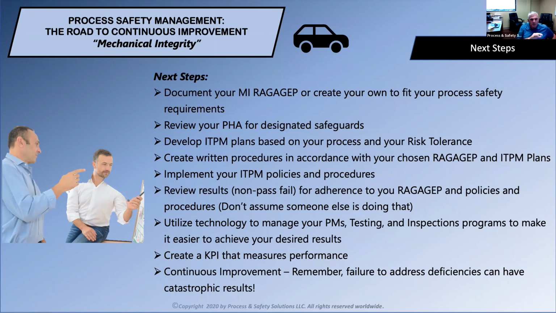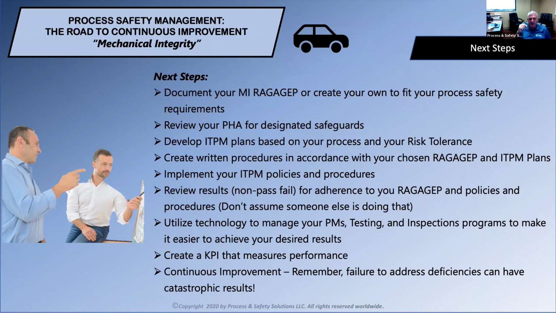Review results, non-pass/fail. We don't want to see those anymore. Review your results for adherence to RAGAGEP and policies and procedures. Don't ever assume somebody else is doing that. So if you have a third party that's doing inspections and tests for you and providing you a written report, try to get more than that. Have that third party sit down with you and talk about all of those deficiencies to make sure that you understand them and that you're following up on any recommendations. Utilize technology to manage your PMs, testing, and inspection programs to make it easier to achieve desired results.